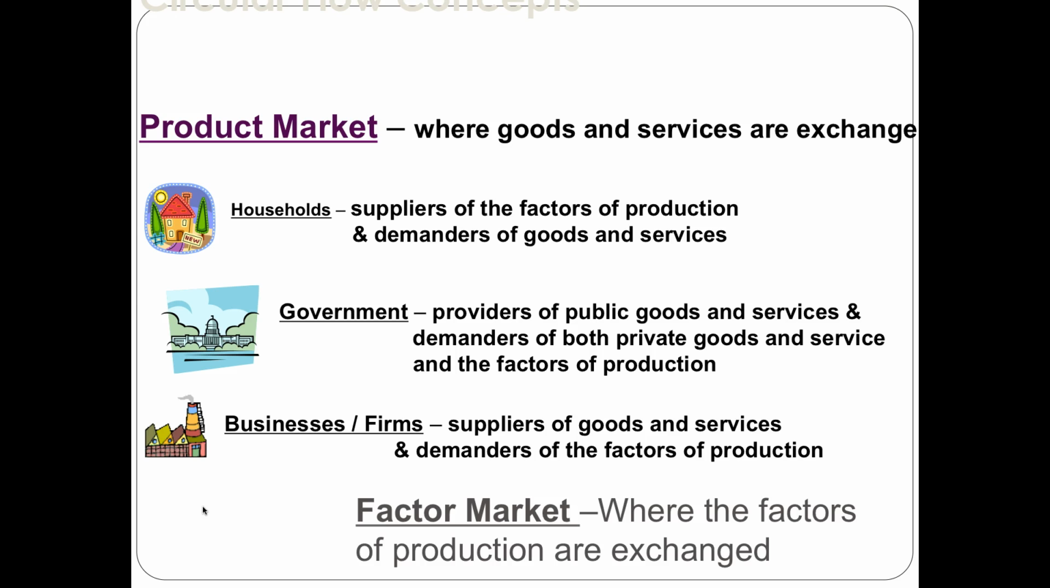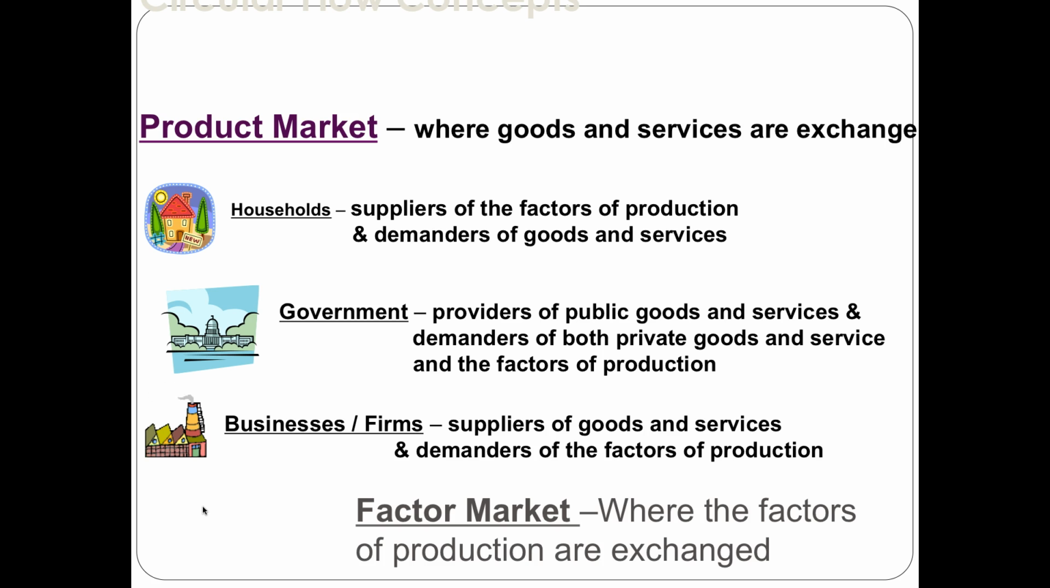You have the factor market where the factors of production are exchanged. Remember, the factors of production are capital, entrepreneurship, land, labor. That was the acronym CEL: capital, entrepreneurship, land, labor. So factor market, factors of production exchanged; product market, goods and services are exchanged. You have money flows as well.